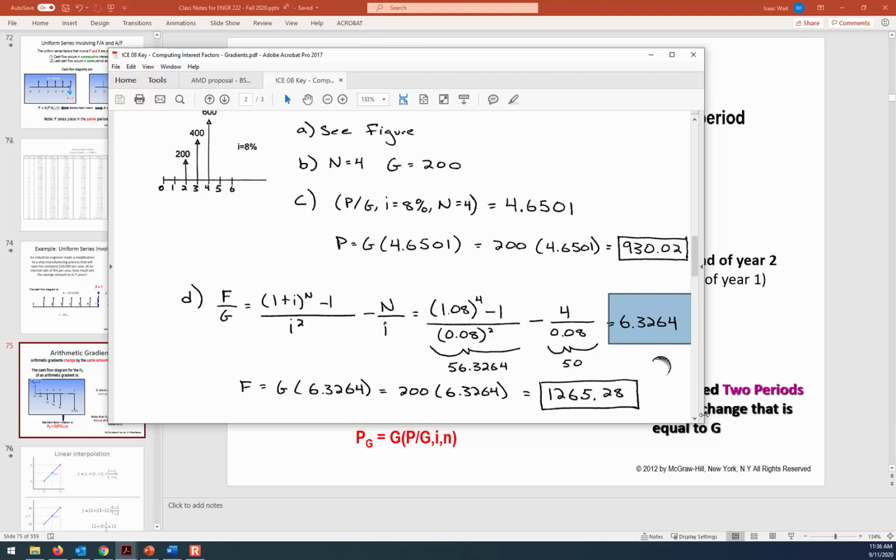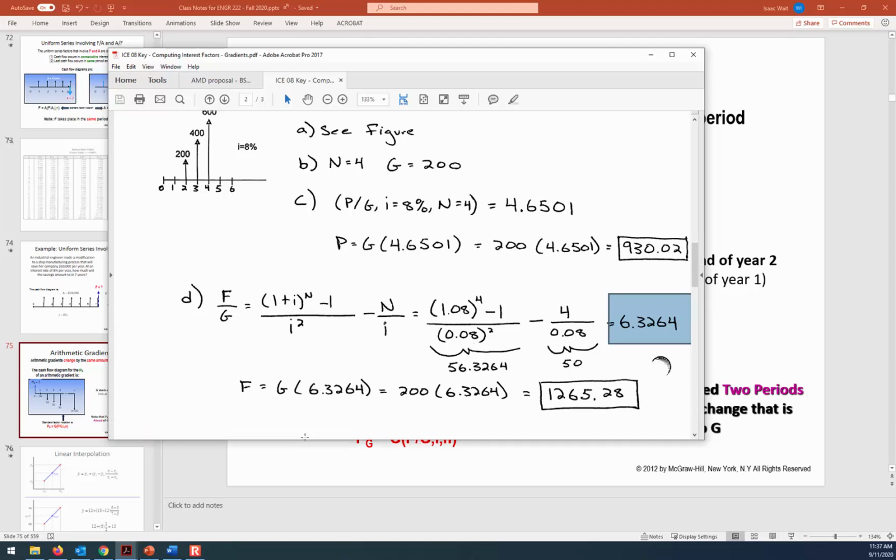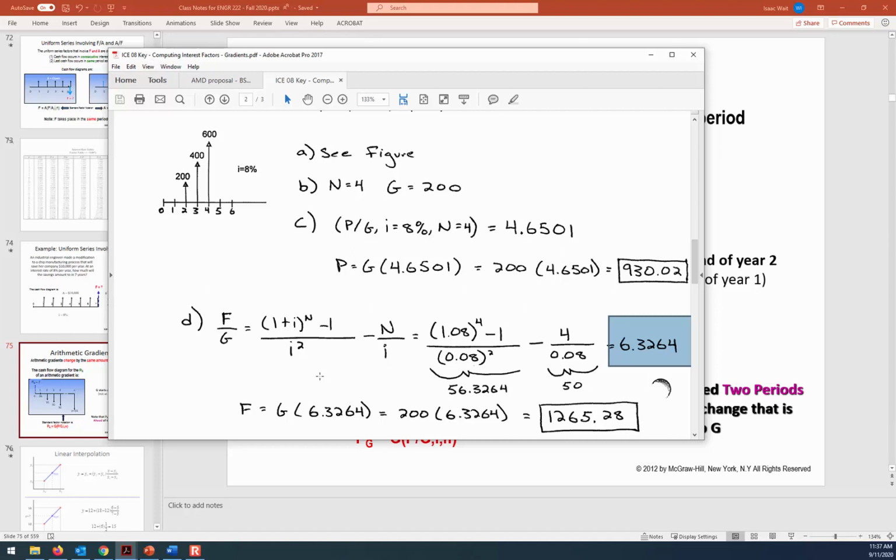So that is the same as if we had compounded the 200 2 years into the future, 400 1 year into the future, and then combined it with the 600 that was already at year 4. The amount that's already at year 4, that 600, doesn't need any compounding because it's already in the future, if we're doing it the old-fashioned way, treating the amounts as individual quantities. All right, so are there any questions on that first gradient problem?